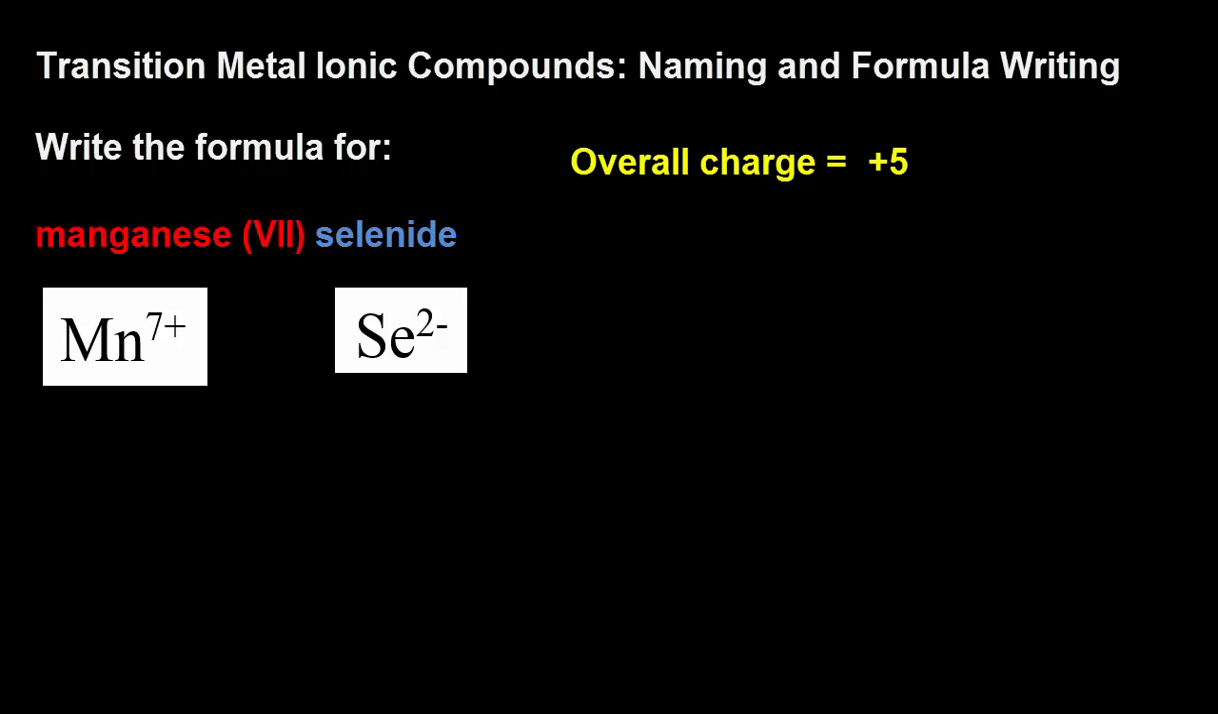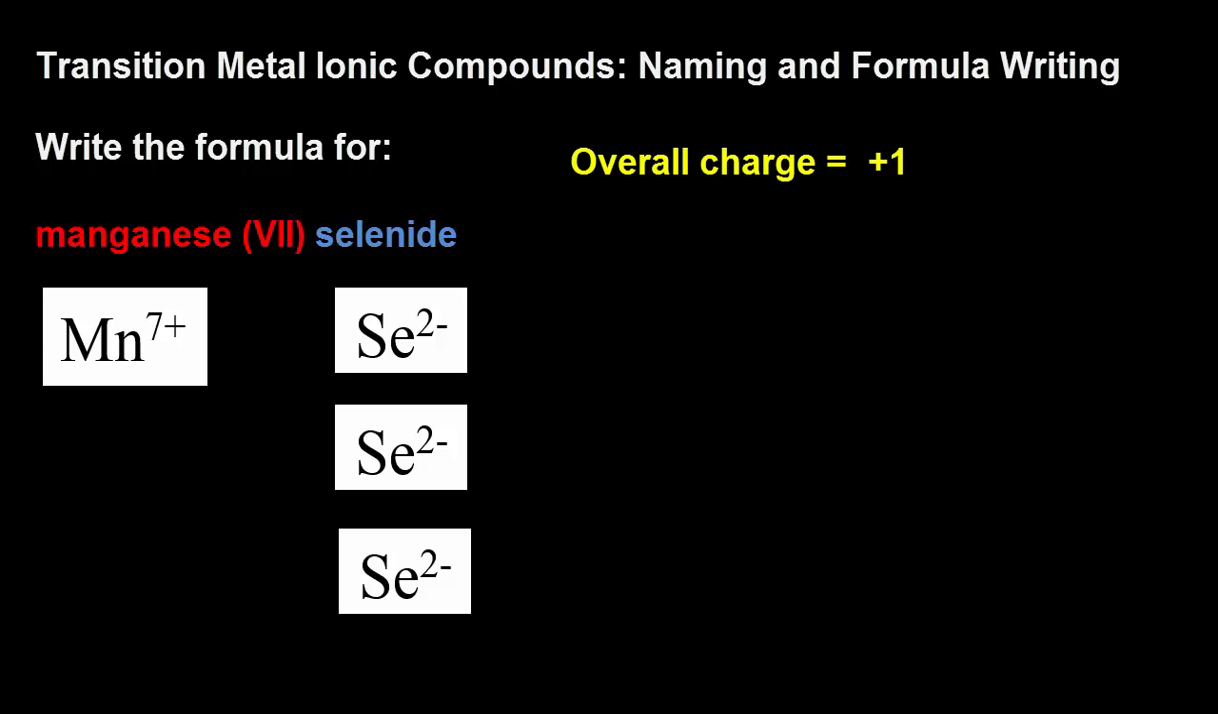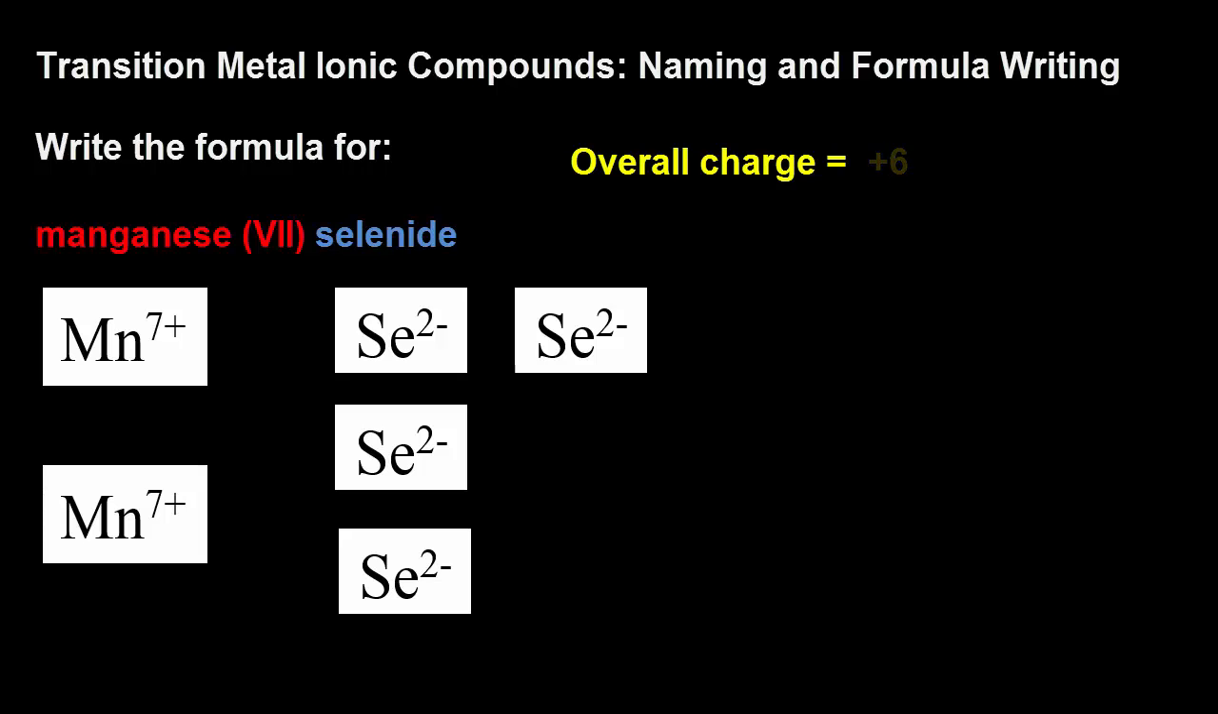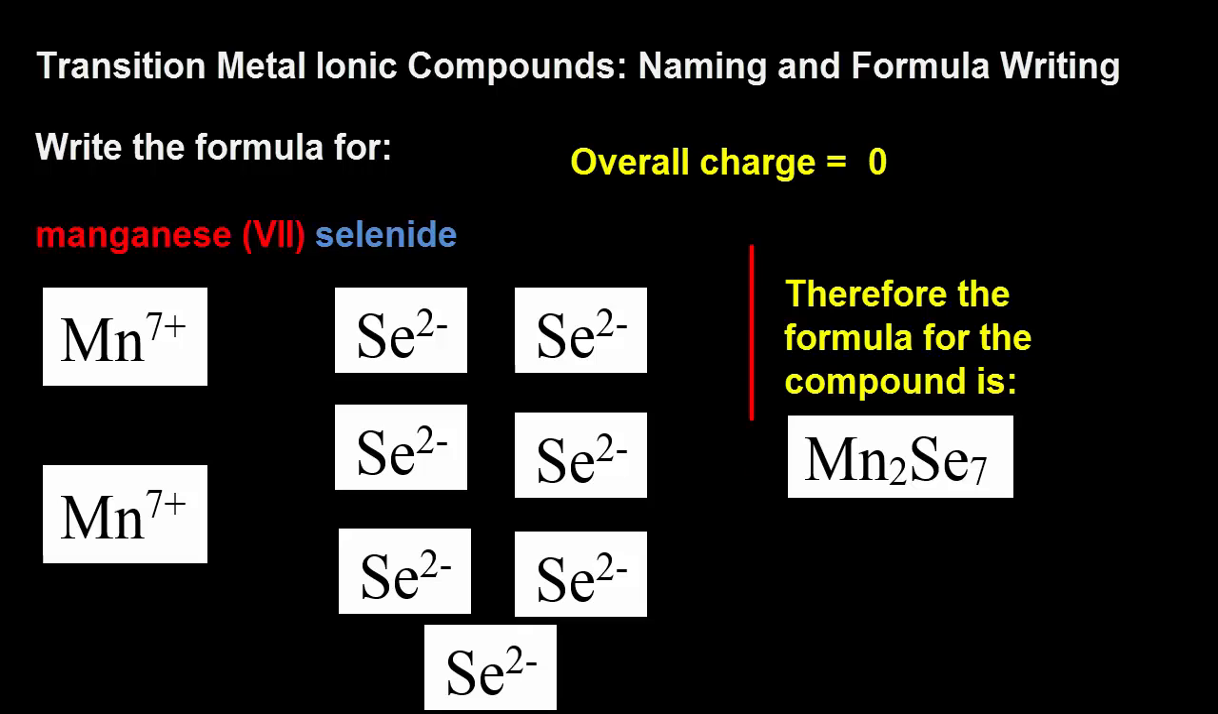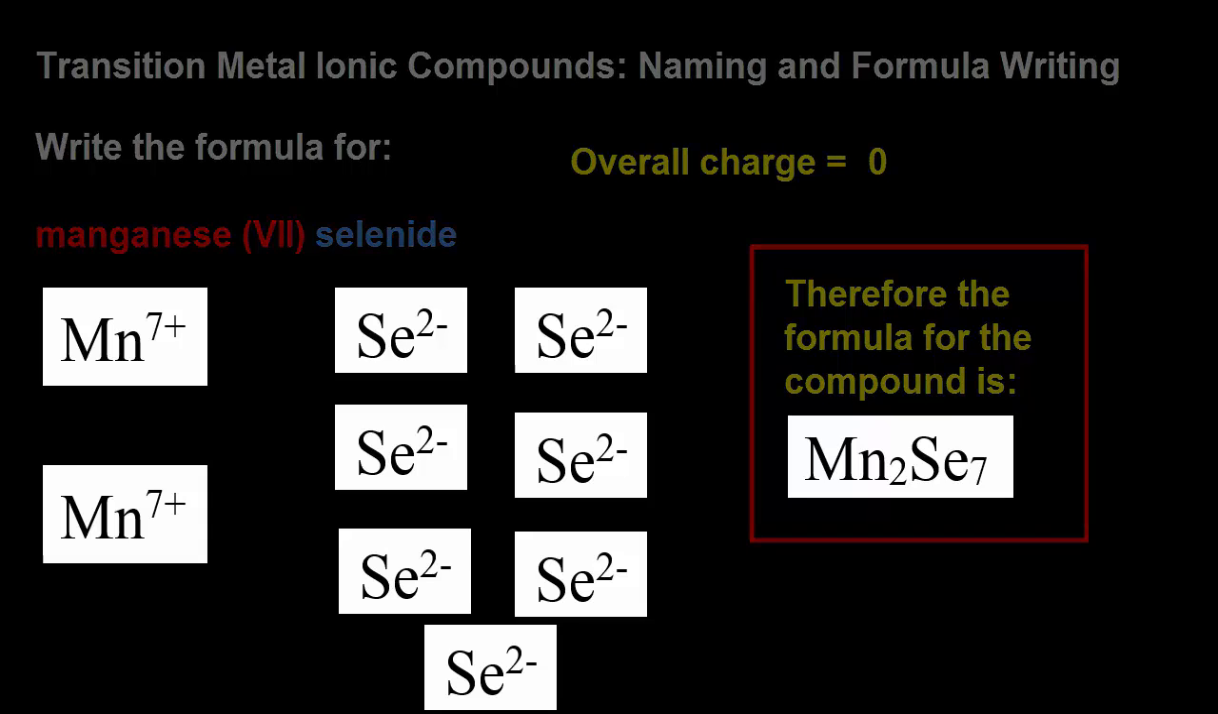So the 7 on the manganese refers to a 7 positive. Selenide is always 2 negative, so we can see the overall charge change as I add more selenide ions, and then I add another manganese ion into the mix as well. So we can see that once I have 7 selenides and 2 manganese(VII) ions, I get an overall charge of 0. Therefore, the formula of the compound is Mn2Se7.